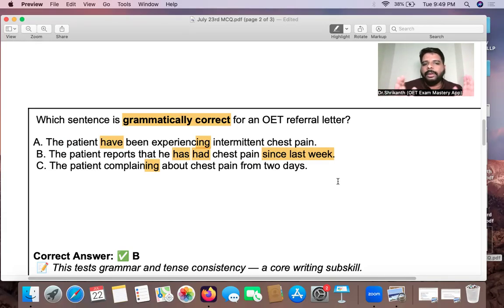Okay. So there has been no rest. Okay. The patient has been continuously suffering chest pain since last week. And the patient is still having. So that is when we use has had. Okay, the patient reports that he has had chest pain since last week.